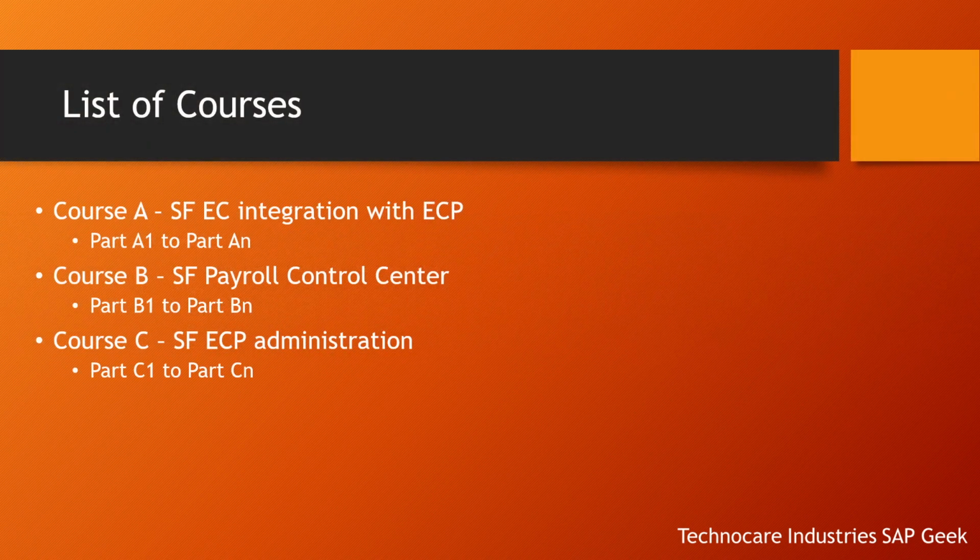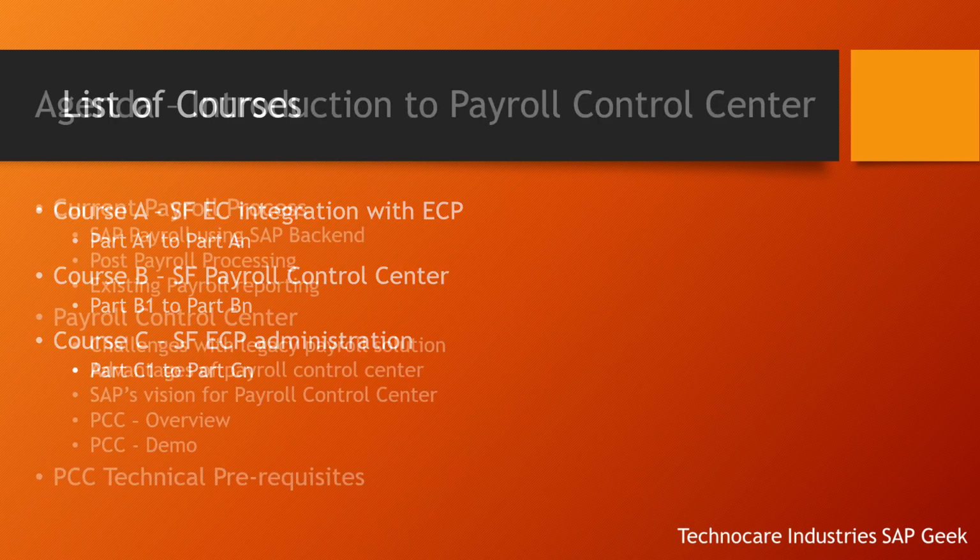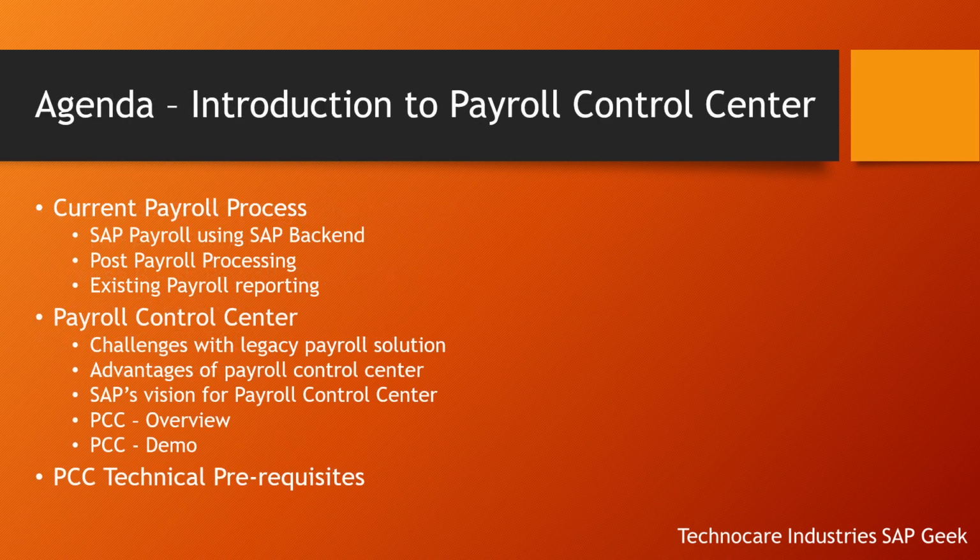With our last video, we have completed course A, a series of videos which were part A1, A2, A3, A4 and A5. Today we are going to start with course B, and this is the very first video, which is B1. Later on, once course B is completed, we will be starting with course C, which would be part C1, C2 and so on. The purpose of this video is to give you an introduction on payroll control center.